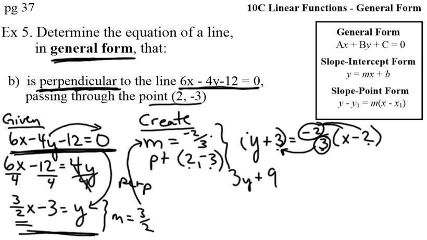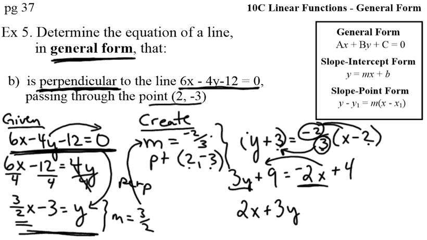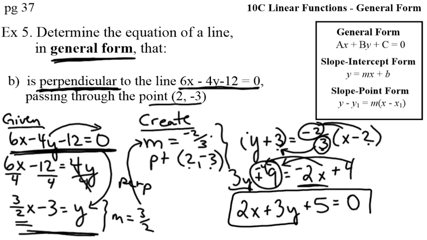3y plus 9 equals negative 2x plus 4. 2x needs to be positive, so I move it over. I still have the 3y there, which is good. And my 4 goes over to become a negative 4. 9 and negative 4 is a positive 5. And that equals 0. There's the general form.